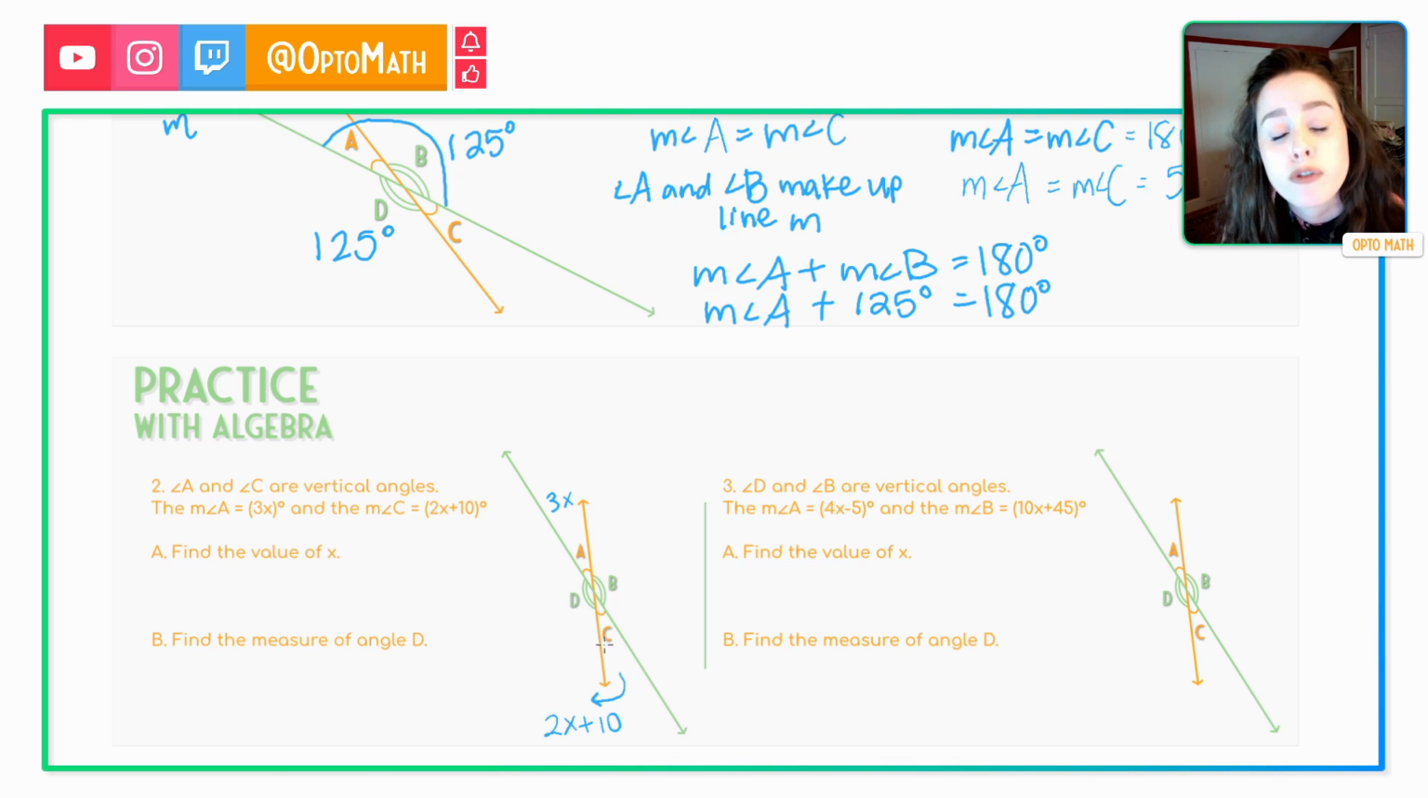Well, what do we know about A and C? They're vertical angles, so they're congruent, so their measures are equal. So let's set these expressions equal to each other. 3x equals 2x plus 10.